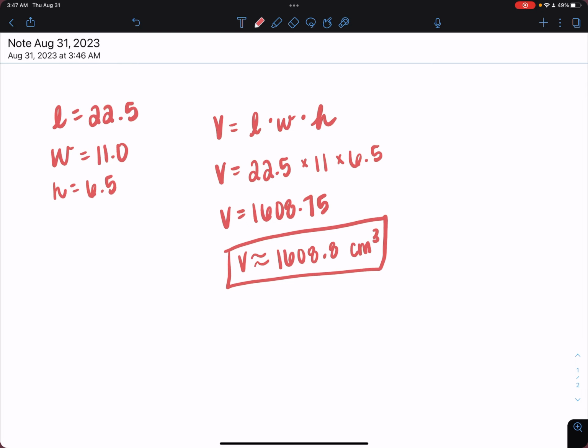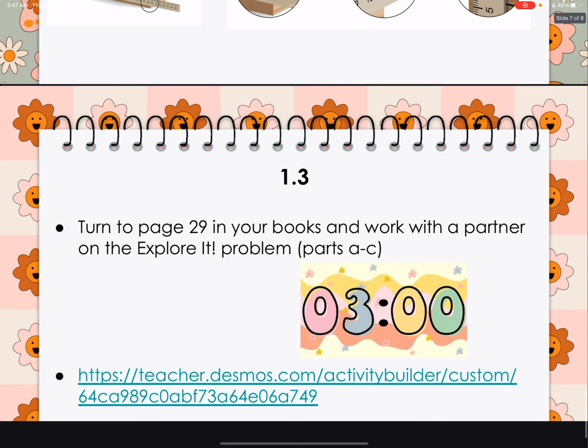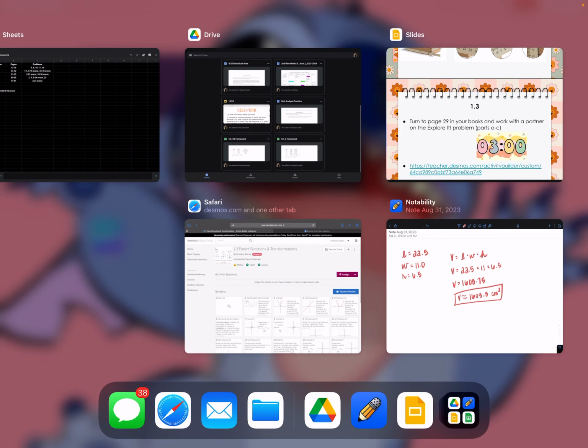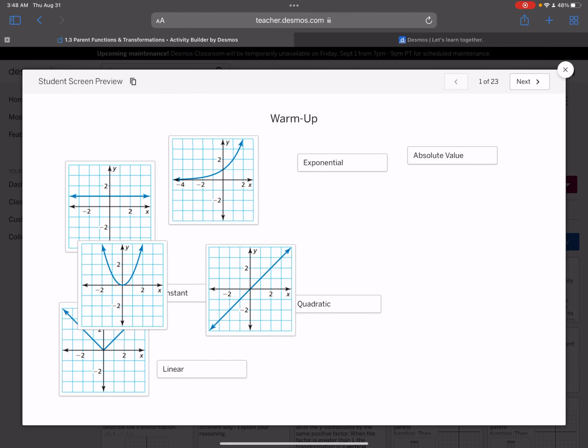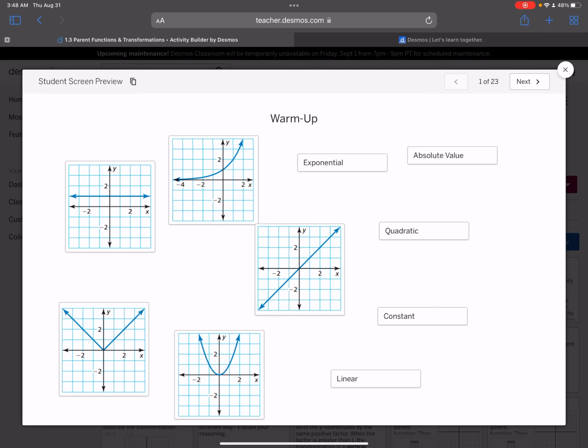All right. So that is it for 1.2. Now, 1.3, I want you to go to page 29 in your books and work with a partner on the Explore It problem. So you should be about the same area as somebody next to you. Pause the video, work on the Explore It problem. All right, so you should be back now. We're going to match these.